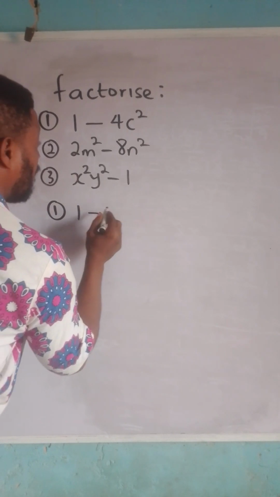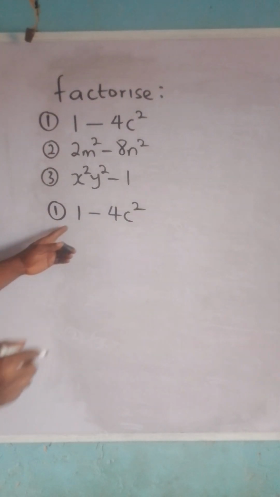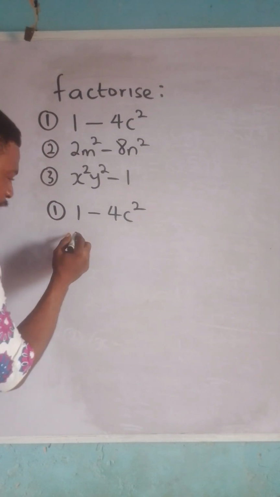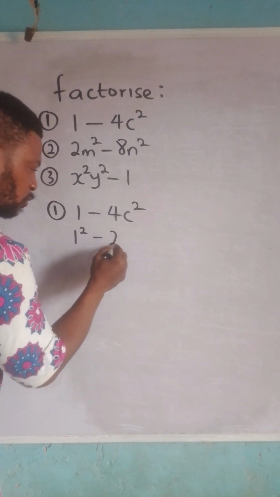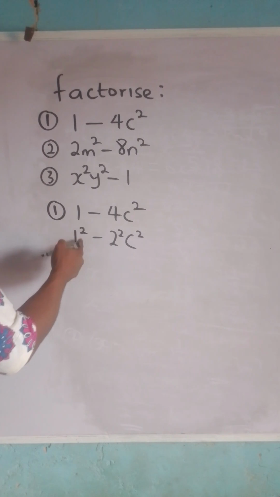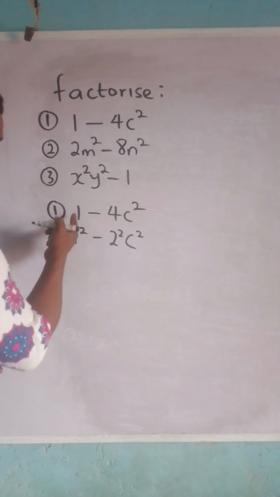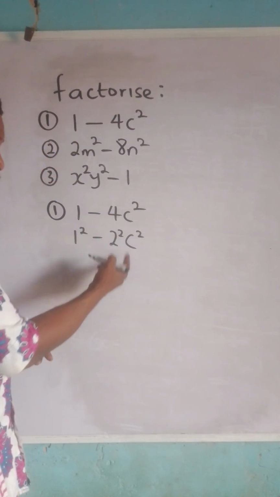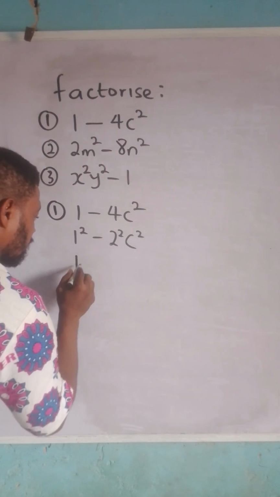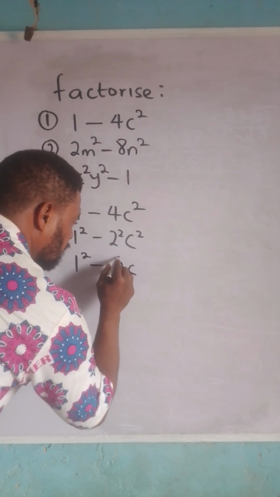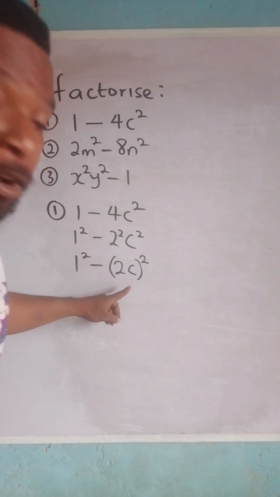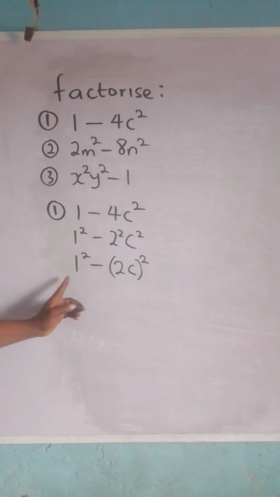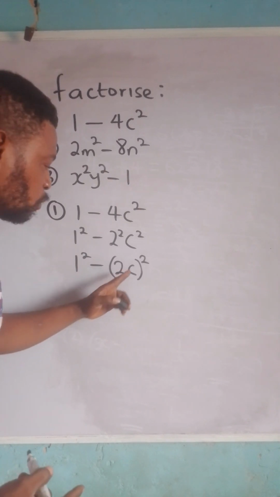Number 1, we have 1 minus 4c squared. Mind you, if you want to factorize this, this is the same thing as 1 squared minus 2 squared c squared. 1 squared is the same thing as 1, because 1 times 1 is still 1. 4 is the same thing as 2 squared, because 2 times 2 is 4, and then we have c squared. So this is still the same thing as 1 squared minus 2c all squared. From the law of indices, they are both having the square, so I'm taking the square outside the bracket.